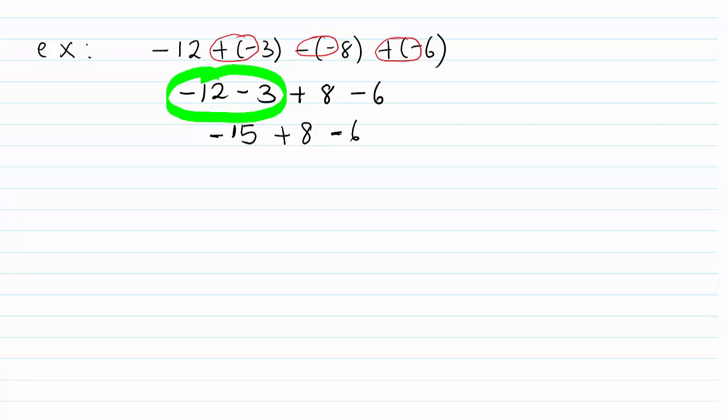Now I work with these two. Since the signs are different, I will subtract. So 8 from 15, that is 7. And I take the sign of the larger, which is a negative. And I bring down my minus 6. And now my signs are the same, so I keep the sign and I add the numbers 7 and 6, and that becomes 13. And here is my final result.